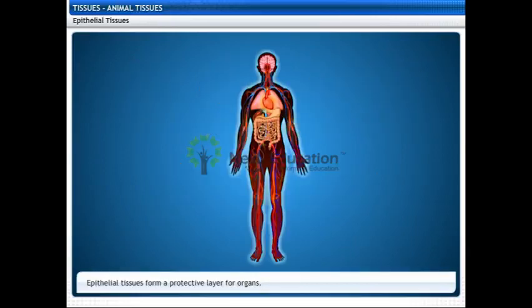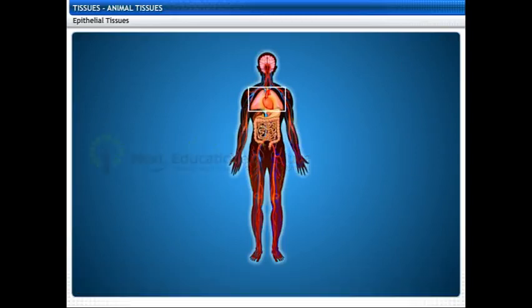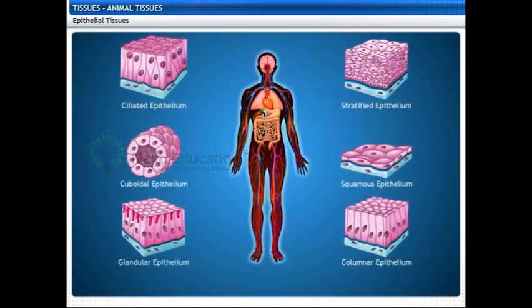Epithelial tissues form a protective layer for organs. They act as a barrier to keep the different body systems separate. Epithelial tissues are of different types depending on their shape and function. Let's first look at squamous epithelium.